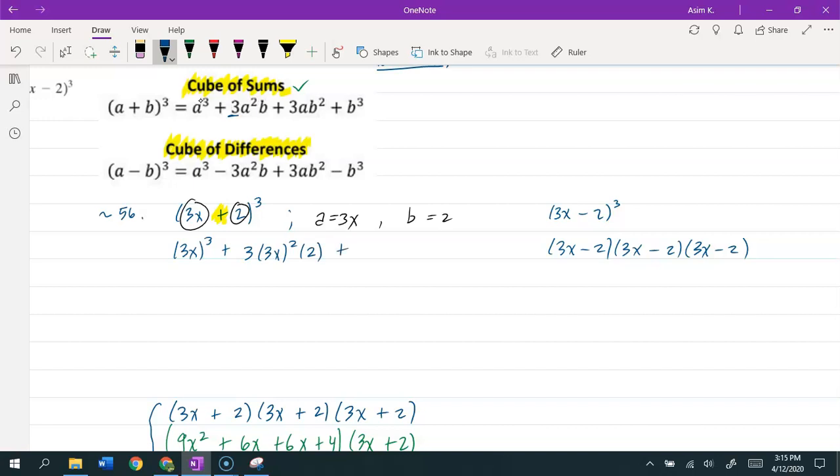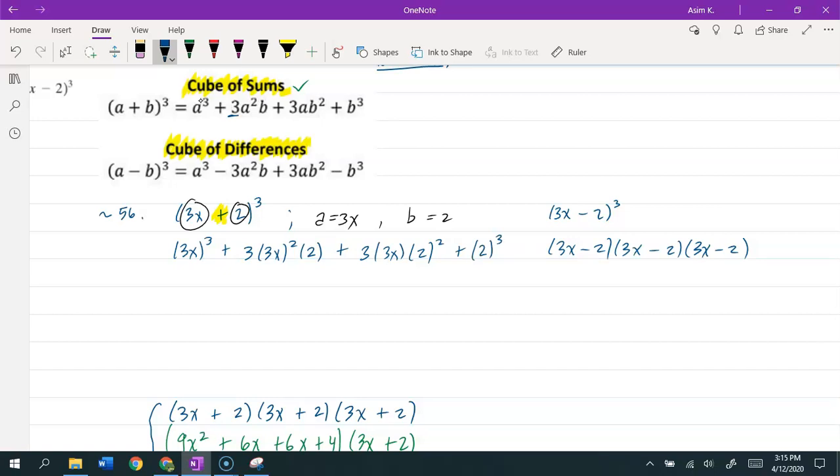All right, let's keep moving. And then it says take the number 3 again, and this time multiply by the first term, and then multiply by the second term squared. There is a pattern here if you're wondering, and I'll show that to you in just a moment. And finally, the last term is 2 to the power of 3.